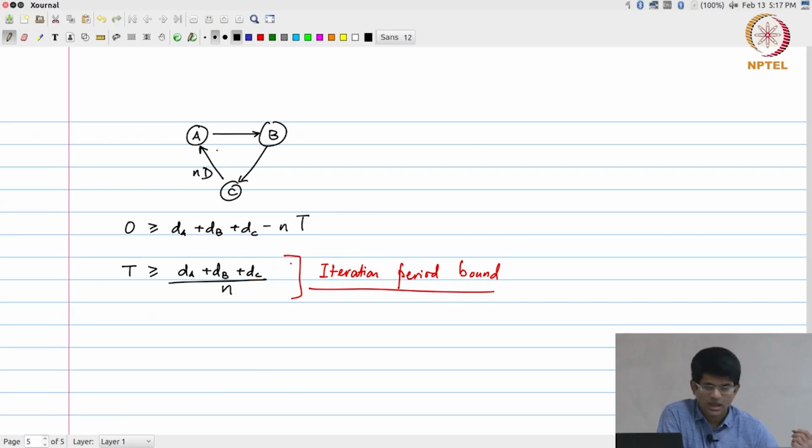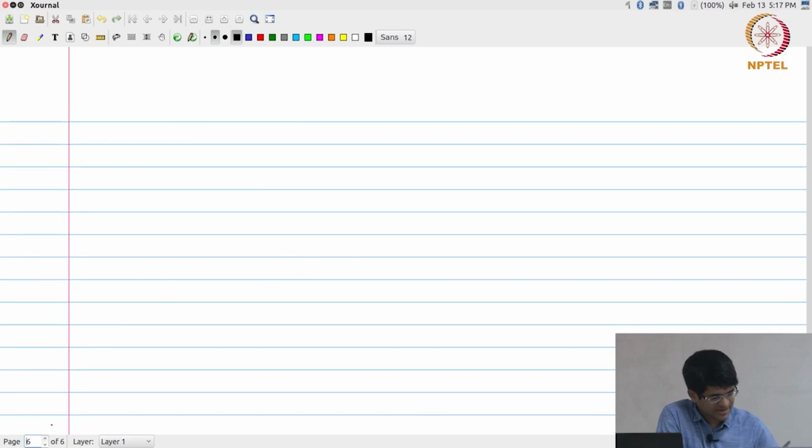How do we take this forward? How do we extend the concept of iteration period bound beyond a single graph like this, a single loop like this? Let us take another example.